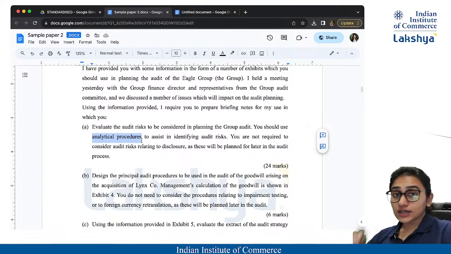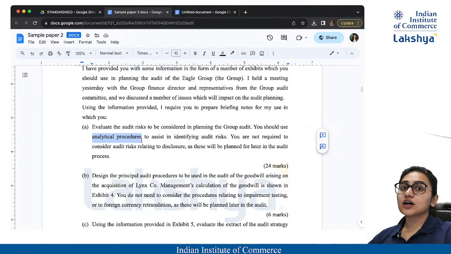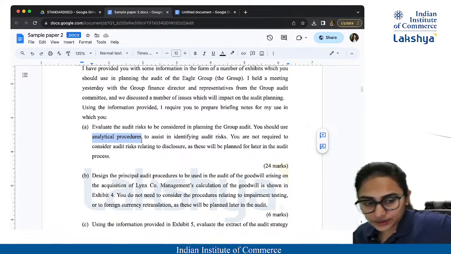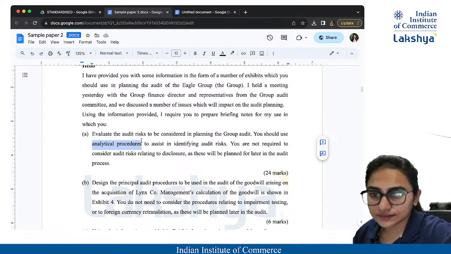Now, if they have asked you to use analytical procedures, you have to find out the ratios of last year and this year and see if there are any unusual trends in them. So we got the first idea: I want to find out ratios. Based on the ratios, I have to identify audit risk, because these ratios are going to help me identify audit risk, and you're not required to consider audit risk relating to disclosure, as they will be planned later. So about disclosure, you don't have to say anything. Okay. So we got a first idea.